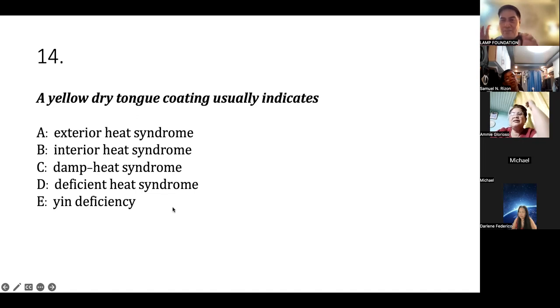Yan na ba yung, Doc, na tinatawag na geographic tongue? Yes, geographic tongue. Very good. And pag naubos na lahat ng coating, yin deficiency na yon. Okay, Doc. So ngayon, anong itsura ng deficient heat syndrome? Anong kulay ng tongue?